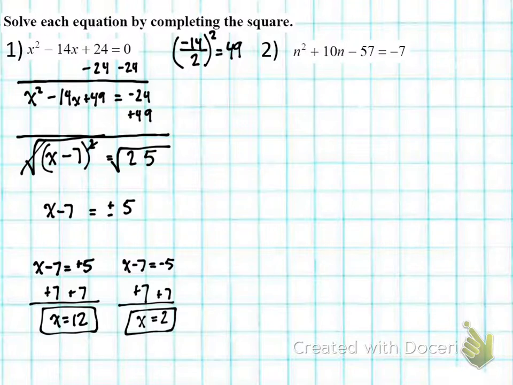Watch me do number 2 one more time. Different problem. Ready? Here we go. Okay, first thing I want to do is take all the constants, this negative 57, and bring it to the opposite side. There's already constants on the opposite side, so we're going to have to just combine those. So we're going to add 57 to both sides. Not a big deal.